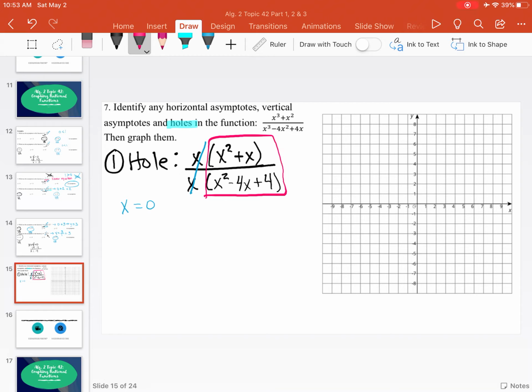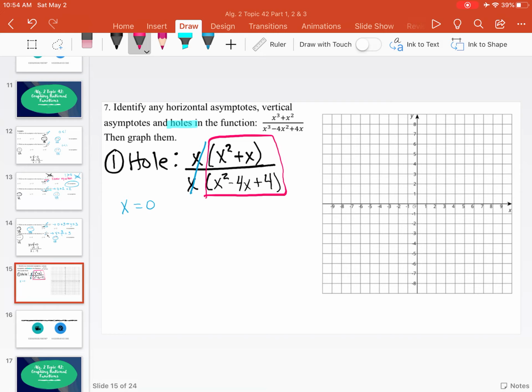That's because if I plugged it back into the original equation, I would see that it would be undefined in the denominator. Because again, if I plug in 0 for x, it would be 0 times this entire quantity of 0 squared minus 4 times 0 plus 4, and I would get 0 in the denominator. That's undefined. That's exactly why we have a hole. It doesn't make sense in the graph, so there is a legit hole in the graph.